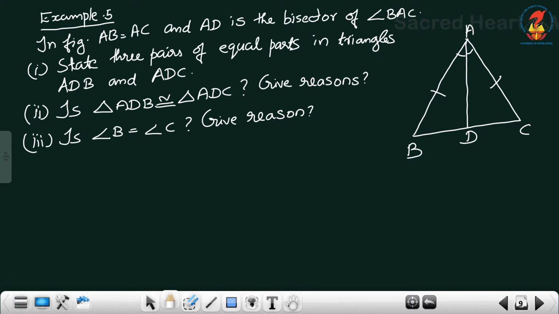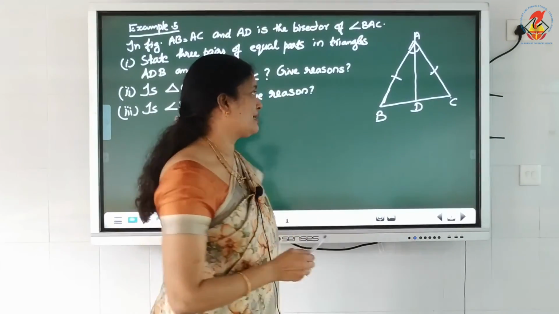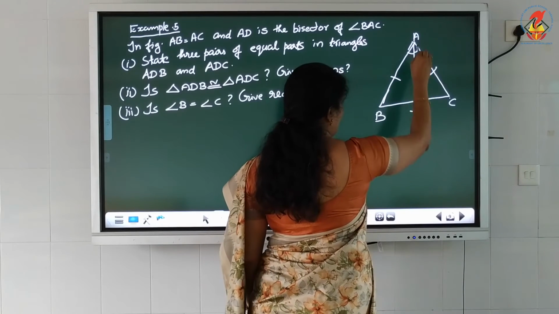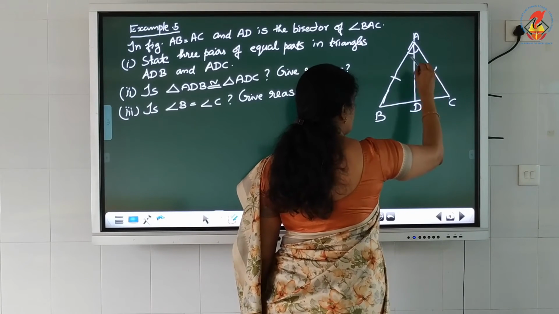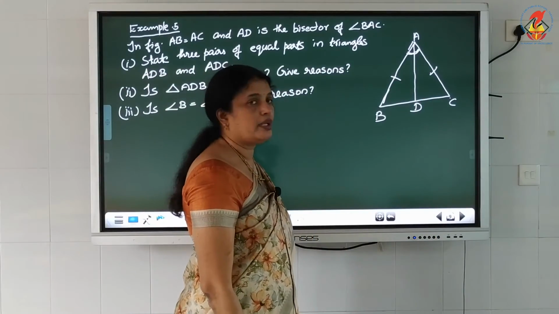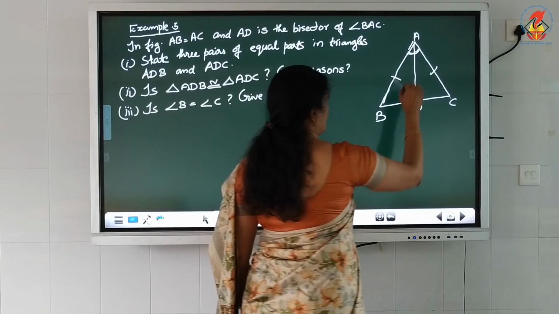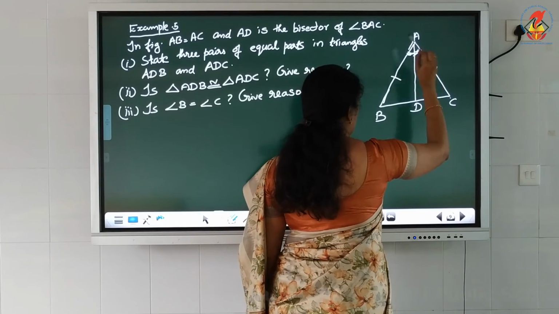In that question, it is already given that AB equal to AC. Here on this side a single line is there, that means AB and AC are equal. AD is the bisector of angle BAC, that means this line bisects this angle BAC. Bisect means divided into equal parts. That means AD bisects angle BAC, so these two angles are equal, angle BAD equal to angle CAD. That's the bisector meaning.